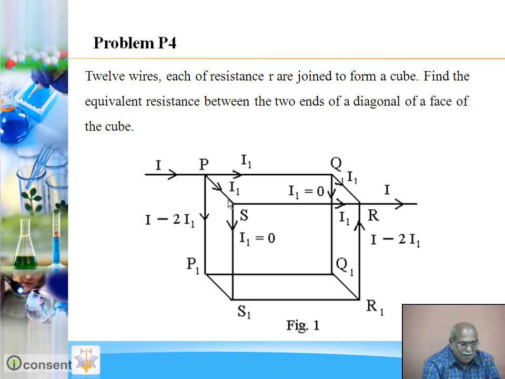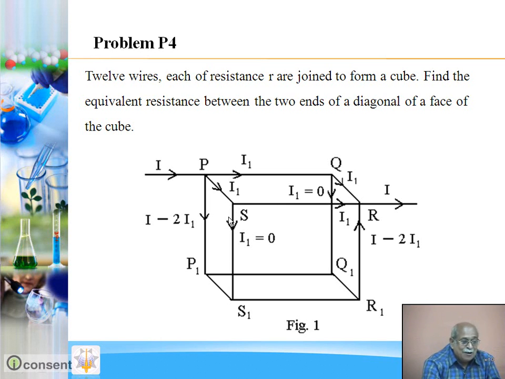Current from P to S, I1. Current from S to R, I1. P कडून S कडे I1 करंट आला. S कडून R कडे I1 करंट गेला. उरलेला करंट इकडे जाणार आहे. काय उरला? I1 आला आणि इकडे I1 गेला, म्हणजे काहीच उरलं नाहीये.